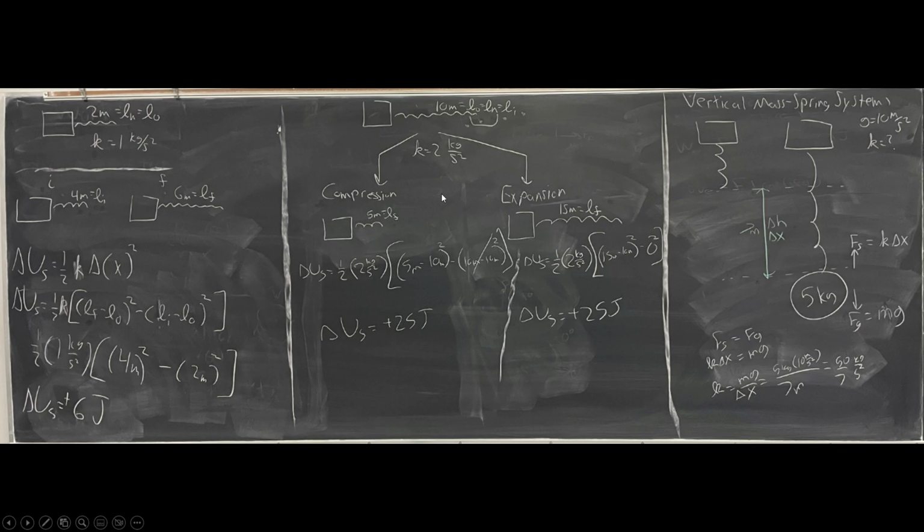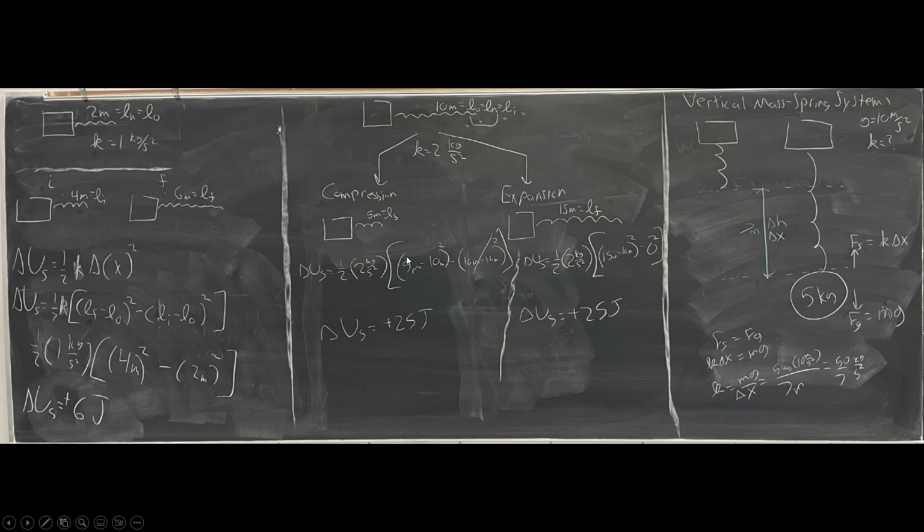Well, that's going to be done this way. For the compression example, we're going to have delta U_S equals 1/2 times 2 kilograms per second squared times the quantity of, now, we want to take the final position minus the resting length. So 5 meters minus 10 meters. And then we'll square that. And then we'll subtract that by the initial length minus the resting position. Well, in this case, the initial length equals the resting position. So that just becomes 0. 0 squared.